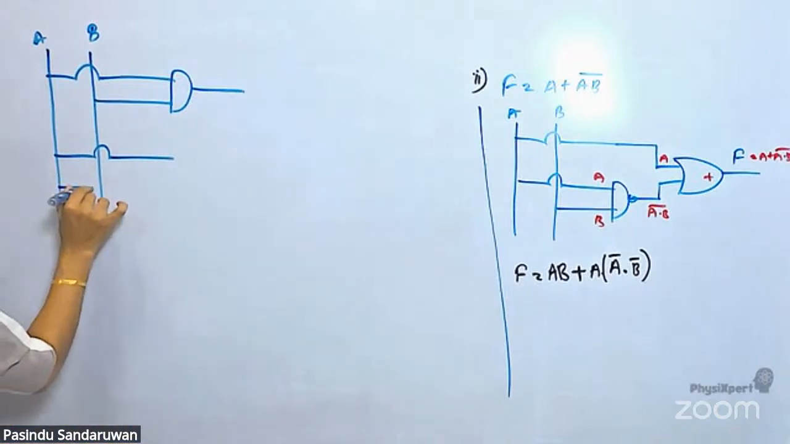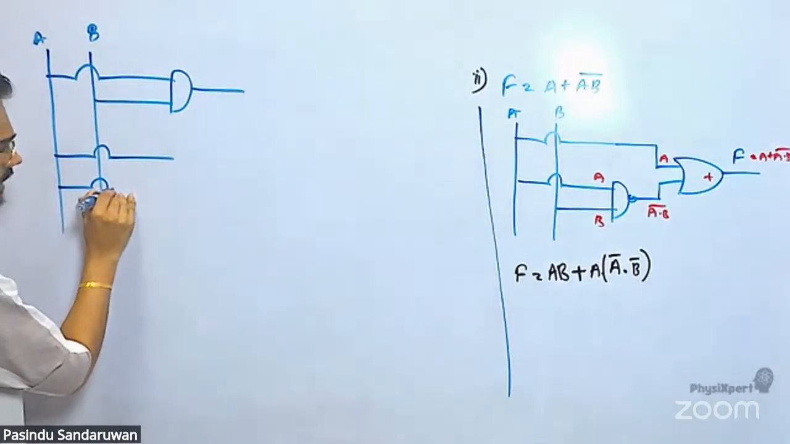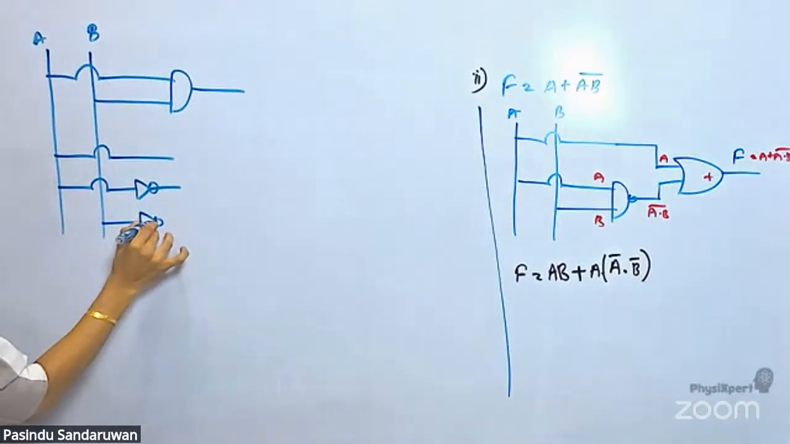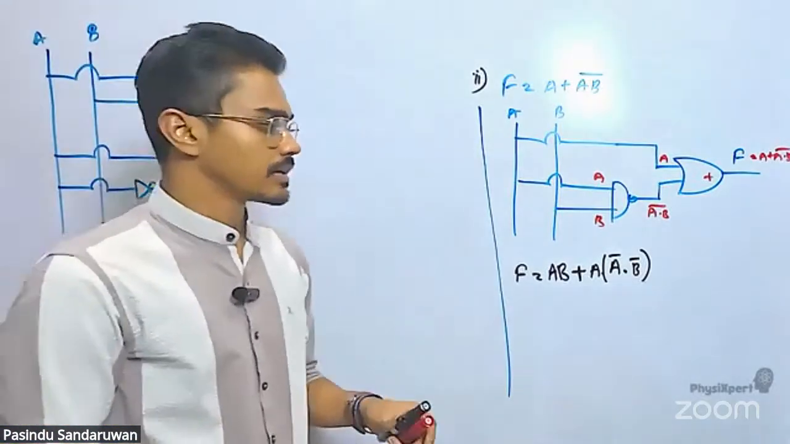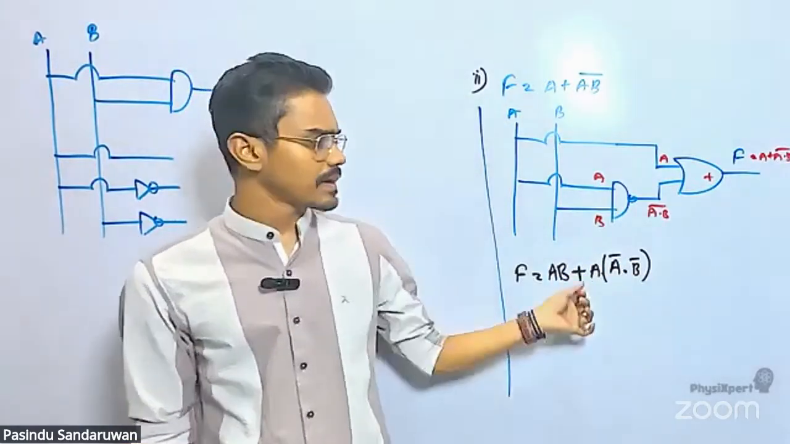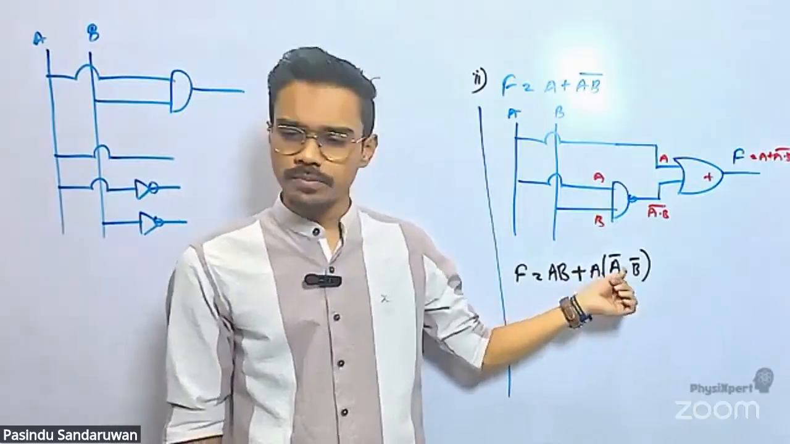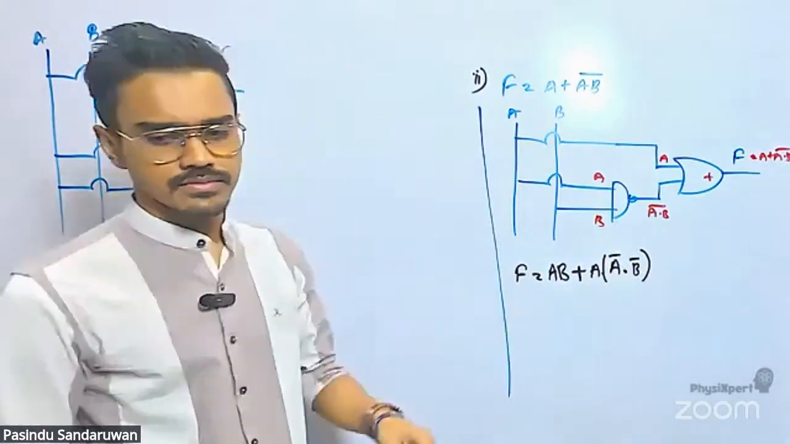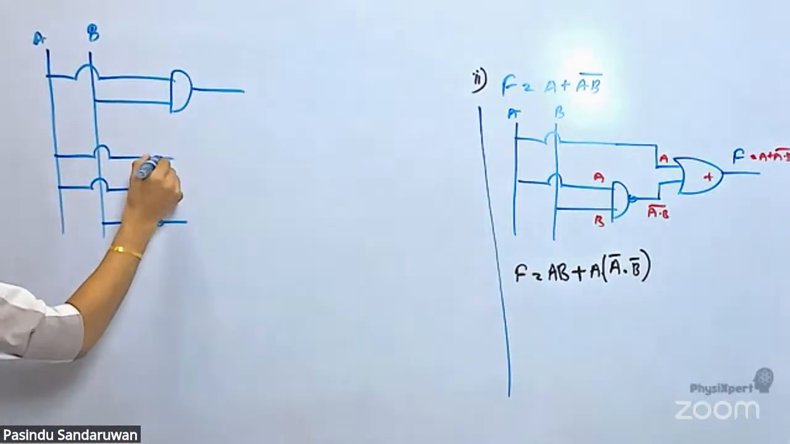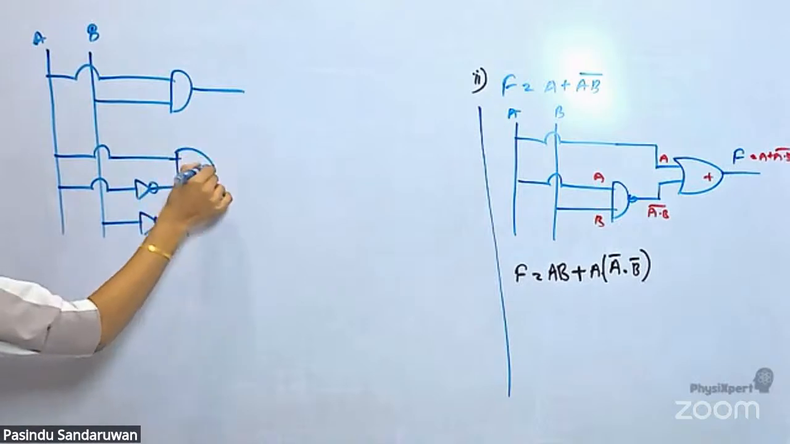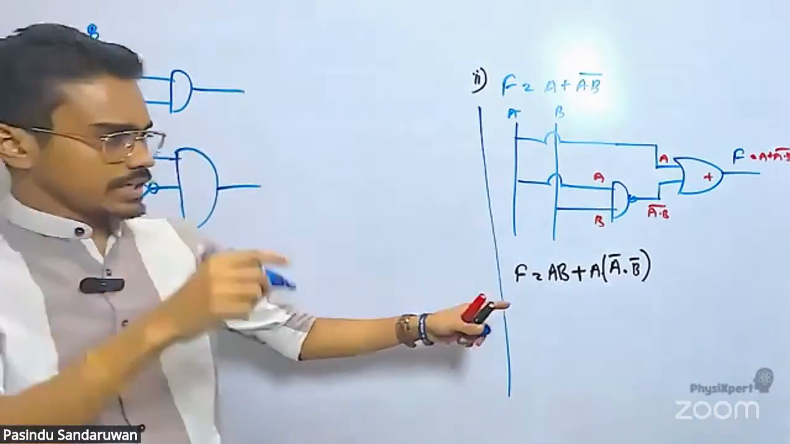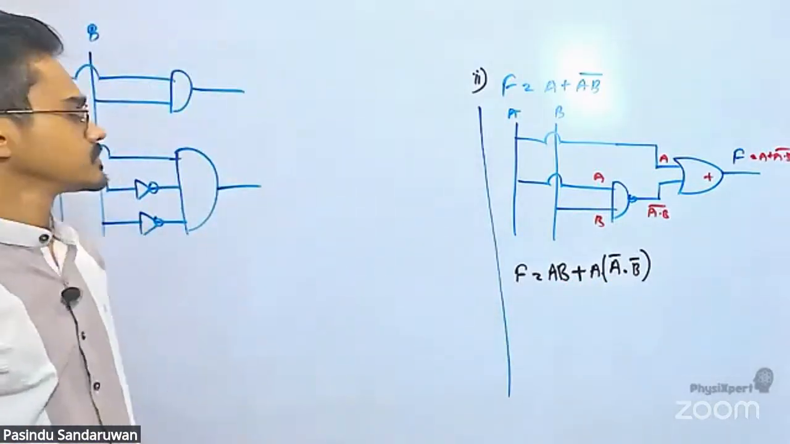This is A bar. This is A bar. And this is B bar, right? Even though I have put a bracket here, there's no meaning for this bracket, right? A dot A bar dot B. Both circuits are correct, right? If you show it at once, you can connect all these three to an AND gate like this, and then it outputs the same thing, right?